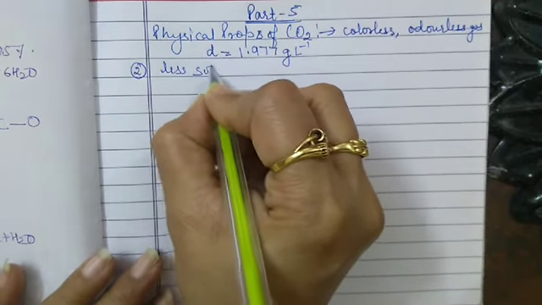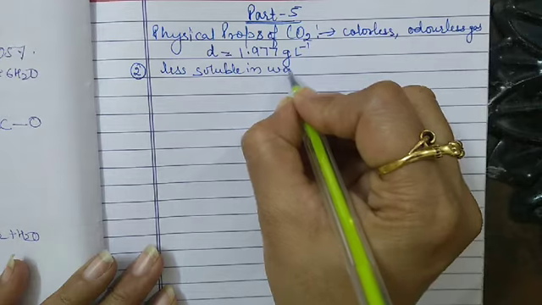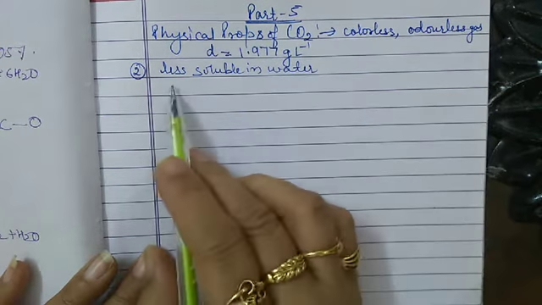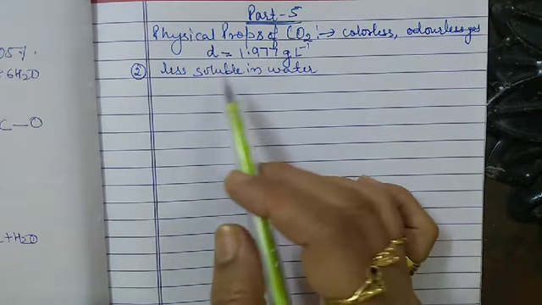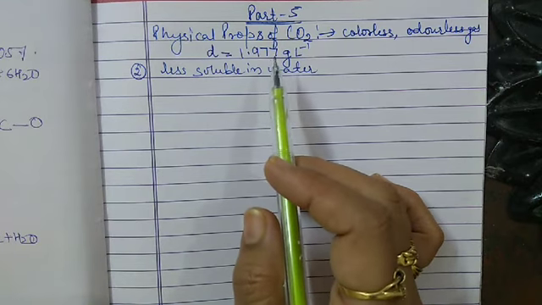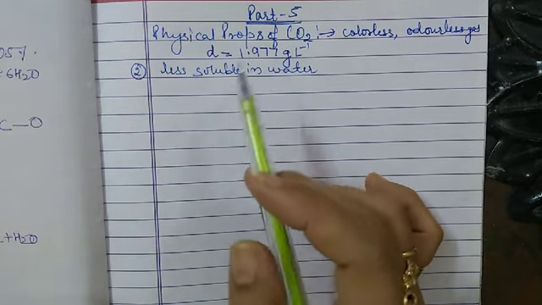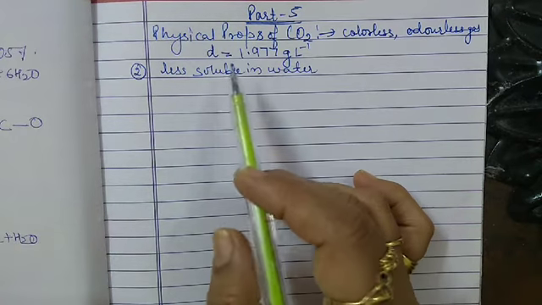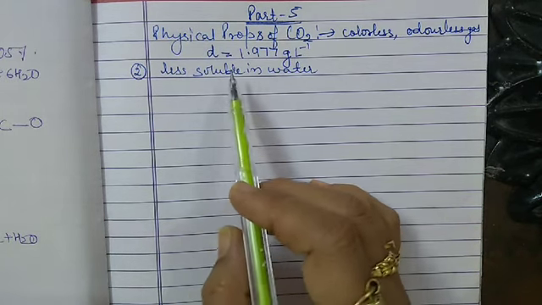The second physical property of carbon dioxide is that it is less soluble in water. Because of this property, it is a biochemically and geochemically important molecule. It is less soluble in water.